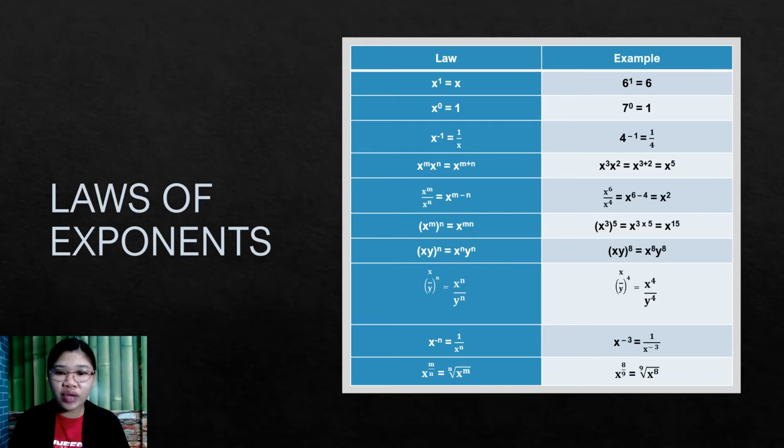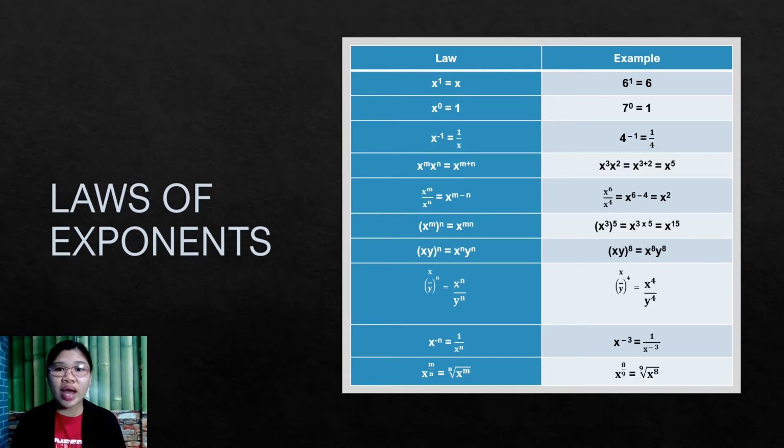Now we have, if you have x multiplied by y, or for example, a multiplied by b raised to n, you have to distribute the exponent to both the variables. In here, the example is x and y. So, x raised to 8 multiplied by y raised to 8. So, that is the proper distribution of exponents. Next, we have if it is a quotient.